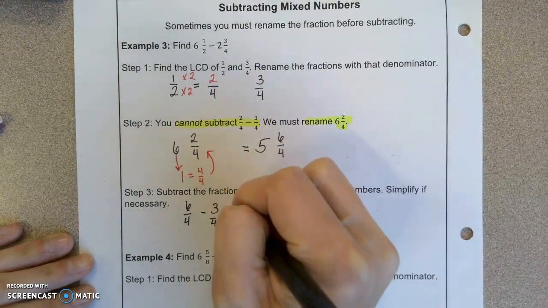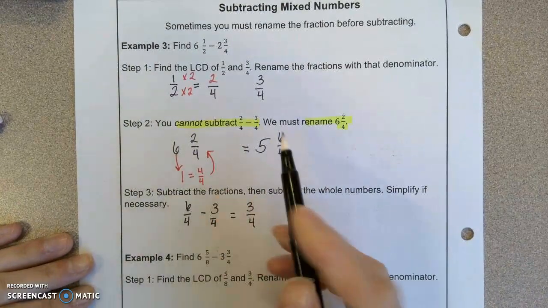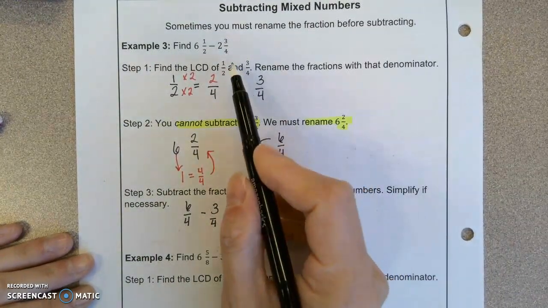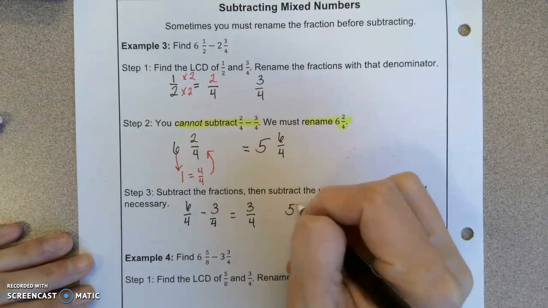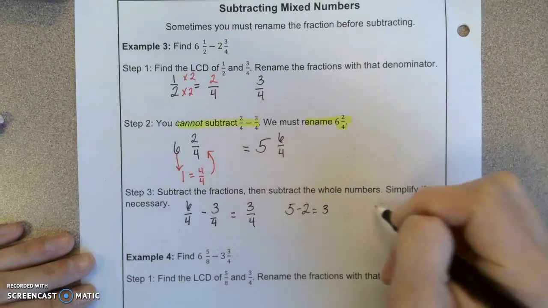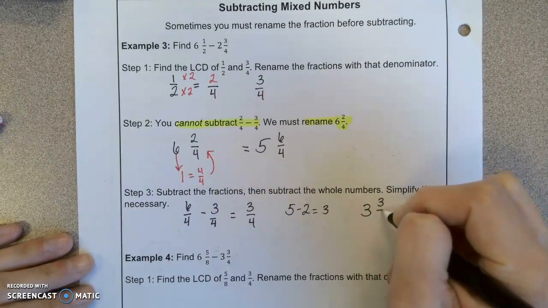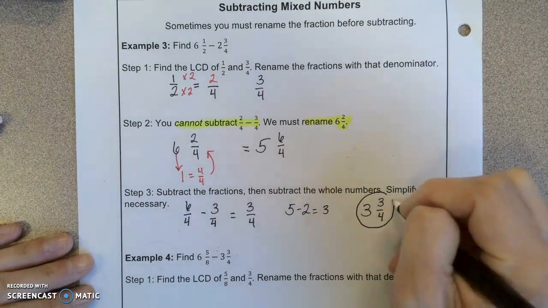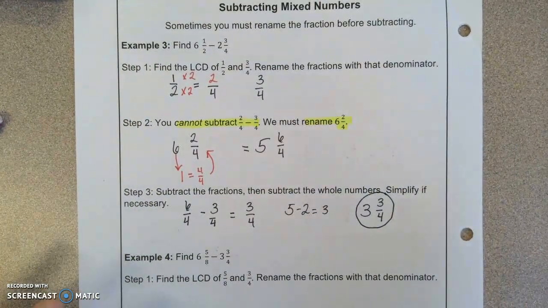So we end up with 3/4. Okay, my whole numbers now are 5 and 2. So our final answer is 3 3/4.